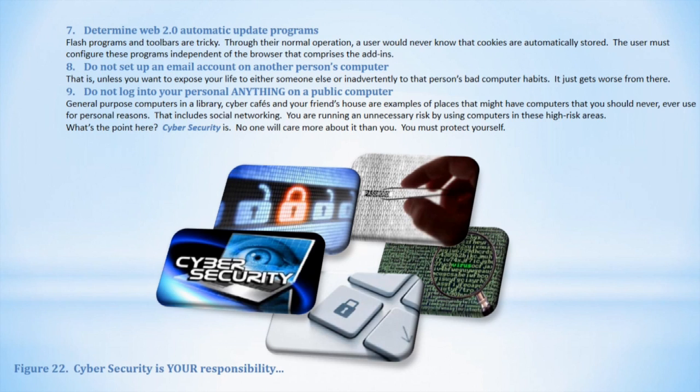So the next one, do not log into your personal anything on a public computer. Don't do banking. Don't look at your email unless you're sure you'll be able to secure it or prevent it from being exposed to someone else. Don't do anyone else's banking. Don't use another person's account. General purpose computers like in a library or a cyber cafe or your friend's house are all examples of places that might have computers that you'll never be able to prove if they've been handled or secured properly.